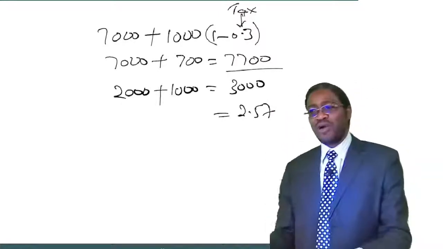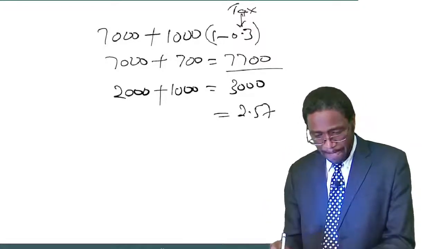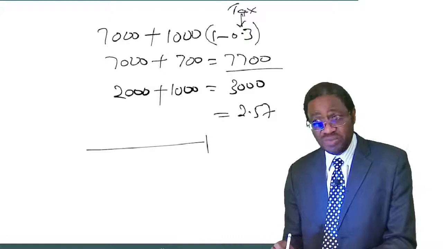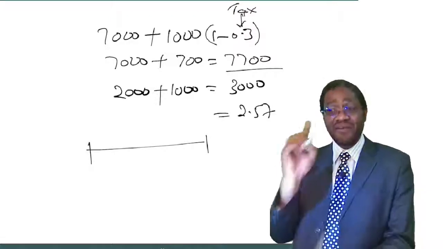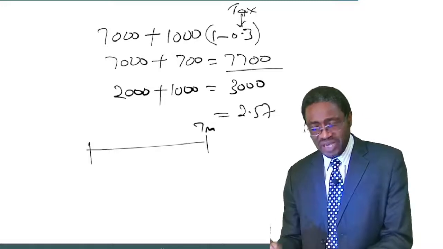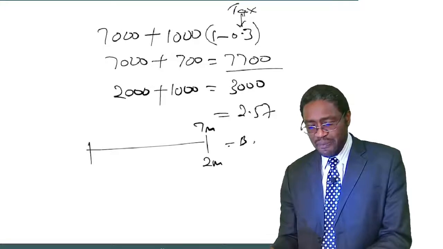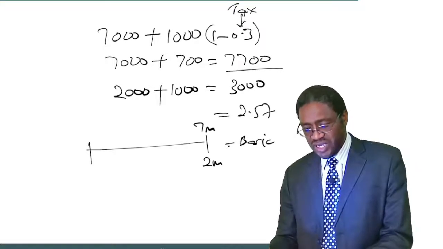Okay? Now, before we leave that one, now listen. I have assumed your company had earnings of 7 million by the end of the year. The number of shares were 2 million. That has given me the basic EPS of 3.5.